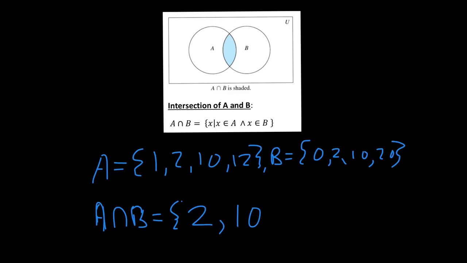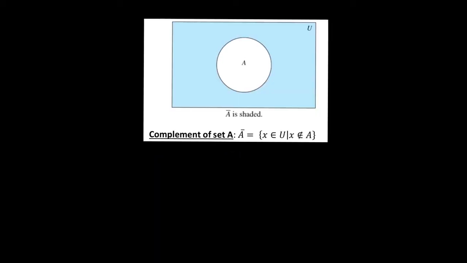Now let's look over at B. 0 is in B, 0 is not in A, so it's not in the intersection. We've already done 2, we've already done 10. 20 is in B, 20 is not in A, so it's not in the intersection. And so that's everybody. This is the entire intersection. It's just the elements 2 and 10.